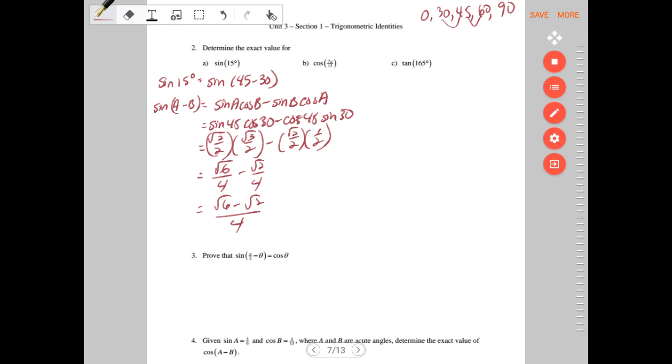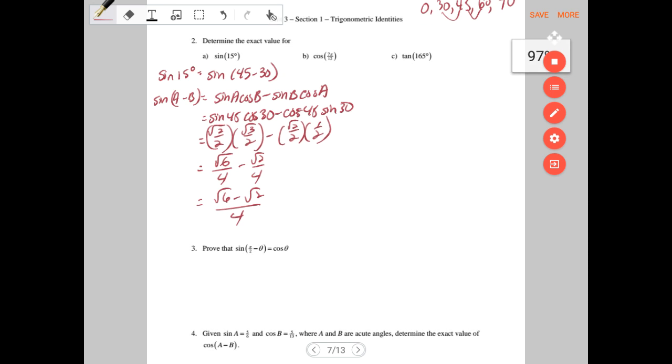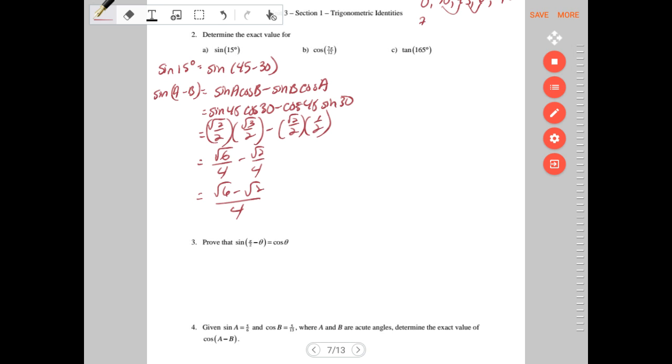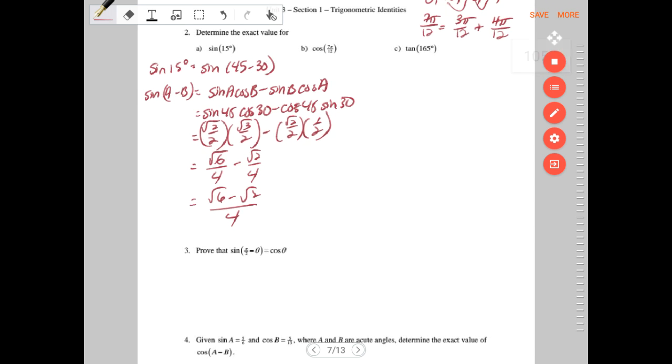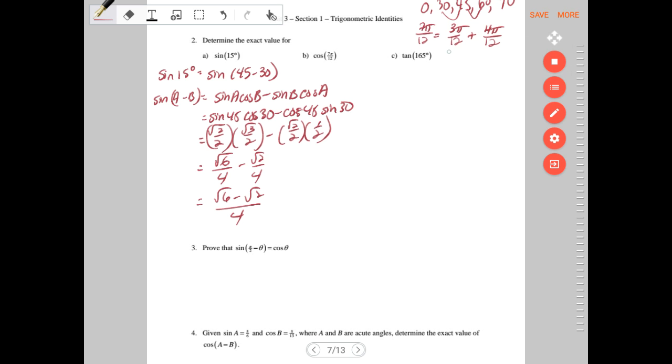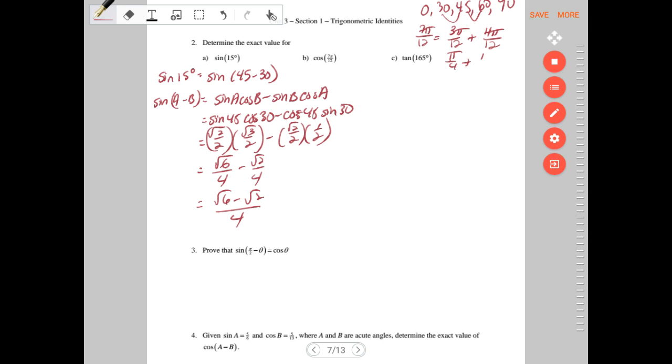Again, there's no pi over 12s on our unit circle. Is it possible that it could be a combination of some other things? Well, 7 pi over 12, I can make that 3 pi over 12 plus 4 pi over 12. If we simplify 3 pi over 12, because they're both divisible by 3, that becomes pi over 4. And 4 pi over 12 are both divisible by 4, so that becomes pi over 3. Those ones are on our unit circle.